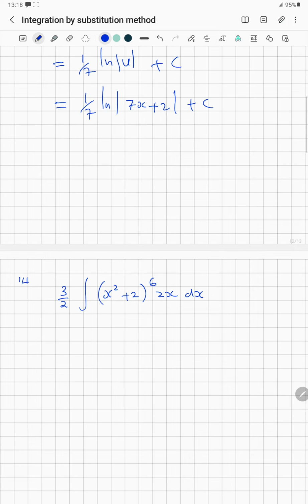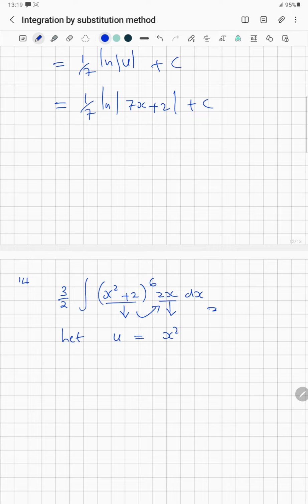This is the last question, which is very simple. You check, we have two functions, this and an inside function. If you differentiate this function, you are going to get 2, which is not a function that we have in here. But if you differentiate the inside function, you are going to get this function here. So the best substitution is to let u is equals to x squared plus 2. This will give us du is equals to 2x dx, which implies du over 2x is equals to dx.